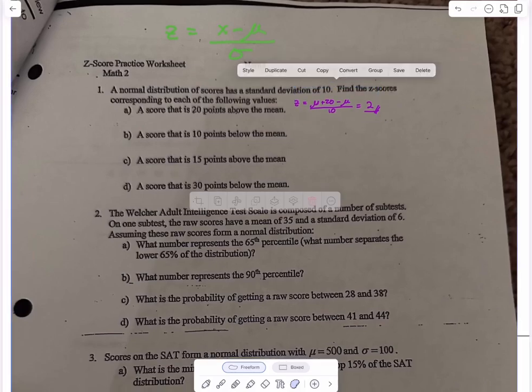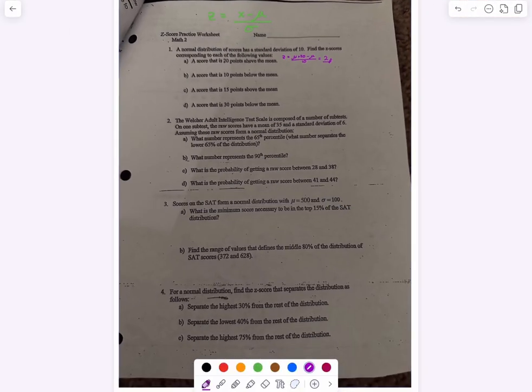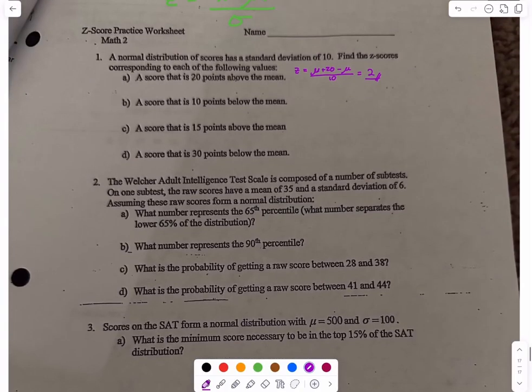So the first one keeps doing this. Okay. A z-score that is 10 points below the average, okay? So that z-score is going to be mu minus 10 minus mu over 10 to give us a result. Again, these guys will cancel. We get a result of -1 there.